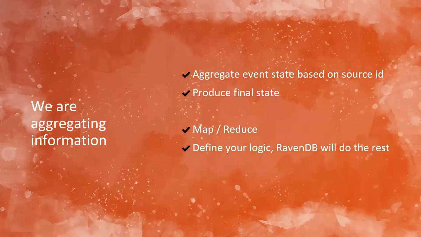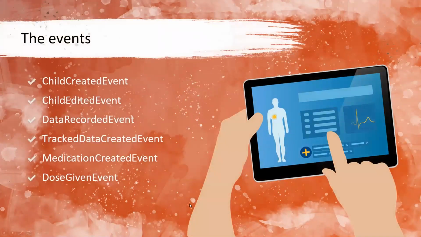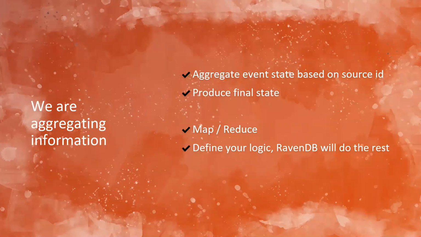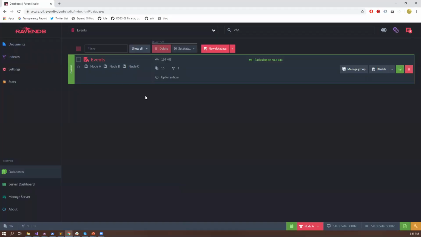Now, here's the deal. The whole idea here is that we're aggregating information. We're taking all of these distinct events and aggregating them into the final view of the system. With RavenDB, aggregation is done using MapReduce. So we need to aggregate the events based on some common ID, in this case, the patient ID, and produce the final state. Now, MapReduce in RavenDB allows me to basically apply this logic, and we can apply arbitrarily complex logic. So let's look at the data that I have.